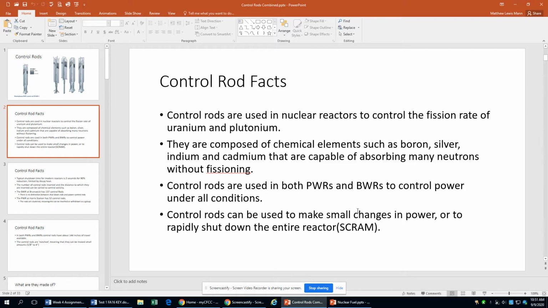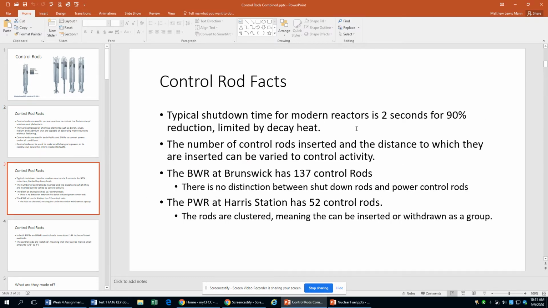Both types of plants use control rods, and they can make small changes in power, or they are also our emergency brake. If we need to put them all in at once, we call that a scram. For a modern reactor, it takes about 2 seconds for 90% reduction, and there's still going to be heat in there. So it's going to be a slow process, right? It's going to take a little bit of time.